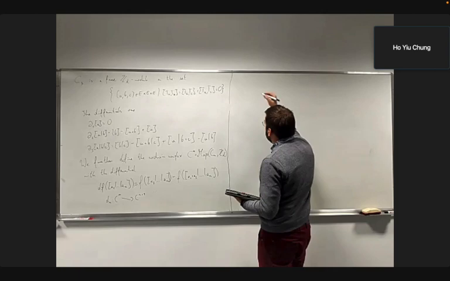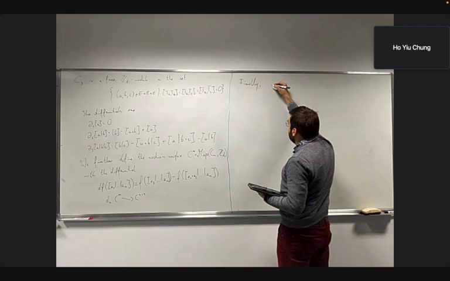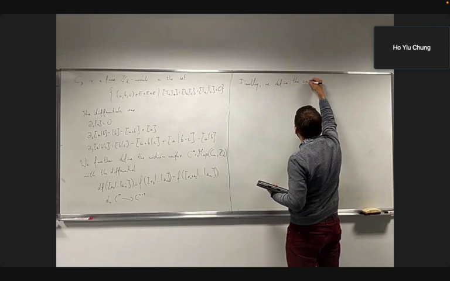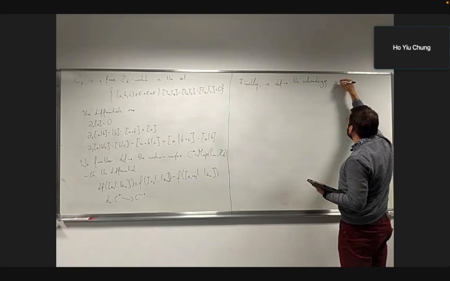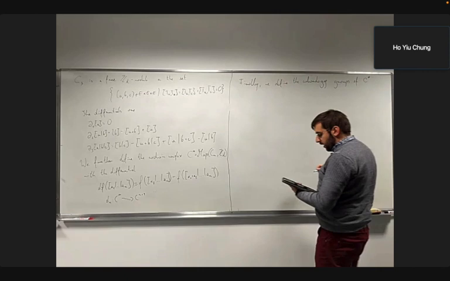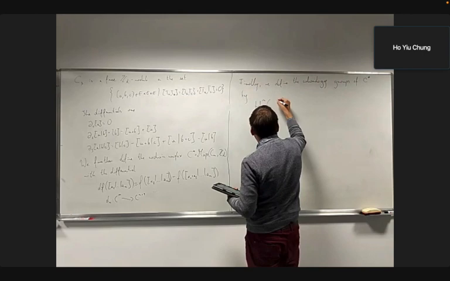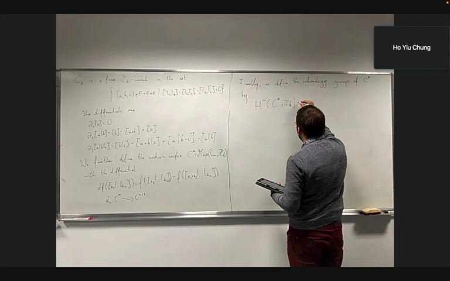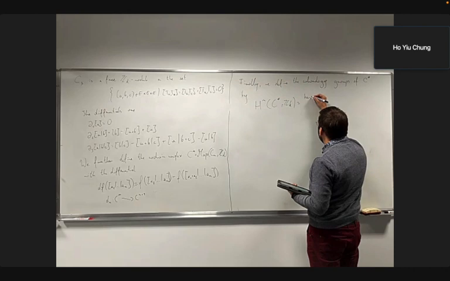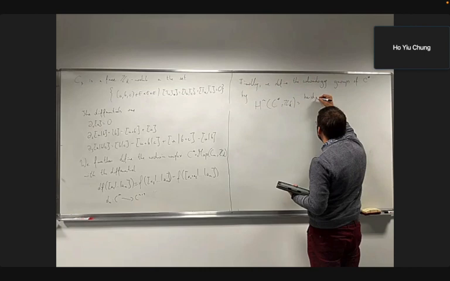And finally, we define the cohomology groups of the cochain complex. The nth cohomology group of C upper star with coefficients in Z_d is equal to the kernel of d_n divided by the image of d_{n-1}.